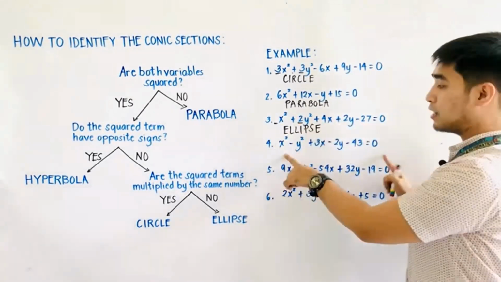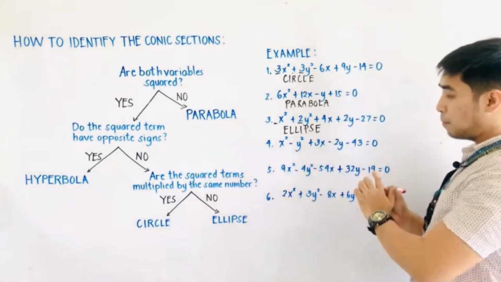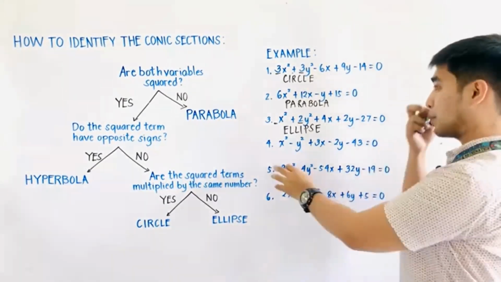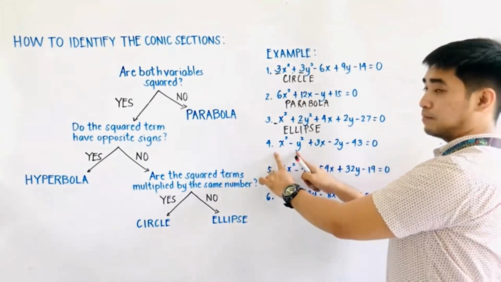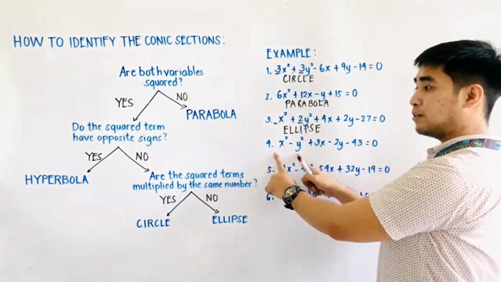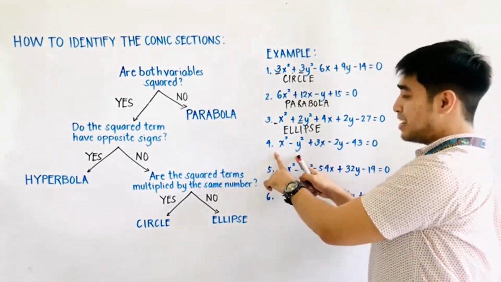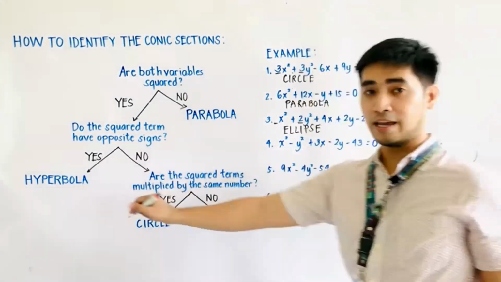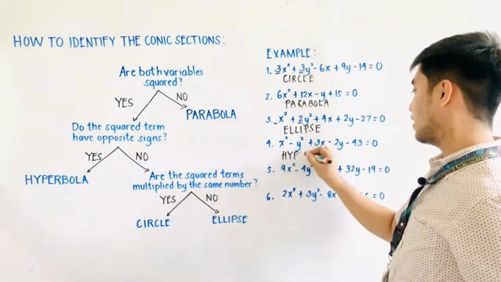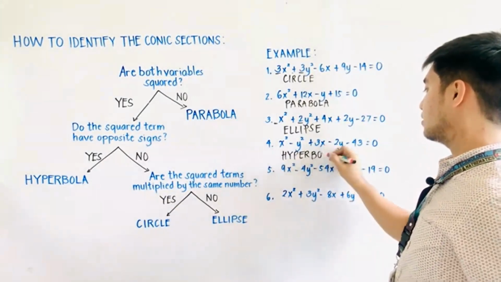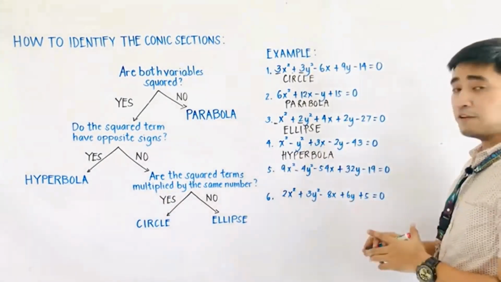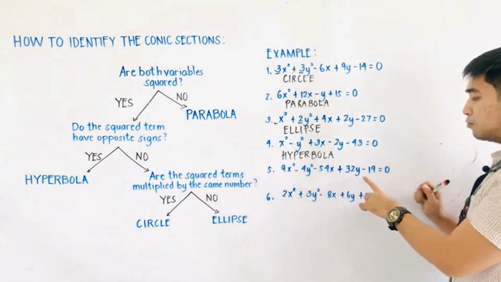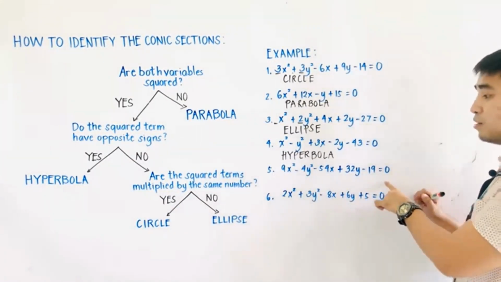For the fourth one, we are given x squared minus y squared plus 3x minus 2y minus 43 is equal to 0. Let's go back to our guide questions. Are both variables squared? Yes. Do the squared terms have opposite signs? Yes, because one is positive and the other is negative. Therefore, if the answer is yes, it is a hyperbola. Okay? It is a hyperbola.